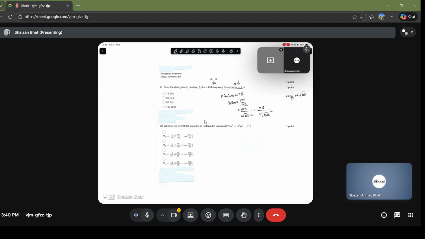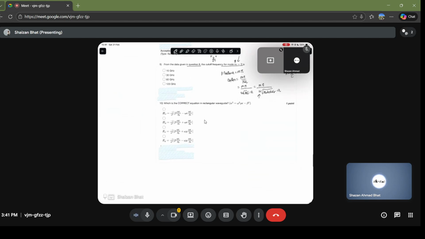Mu r into epsilon naught epsilon r times the A. Once you use these values, you have to find the omega, which is basically the cutoff frequency. So omega will be m pi c. Let's write it in terms of speed of light under root epsilon r times A.